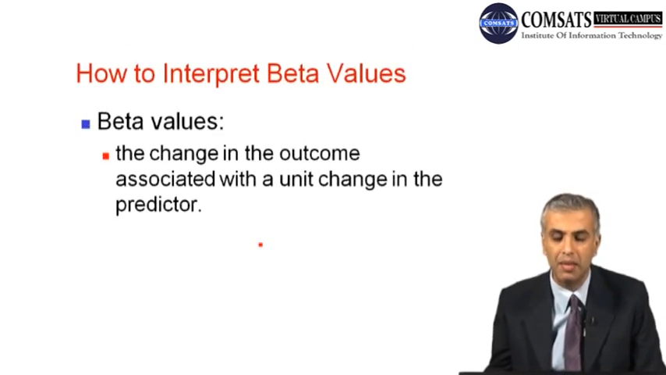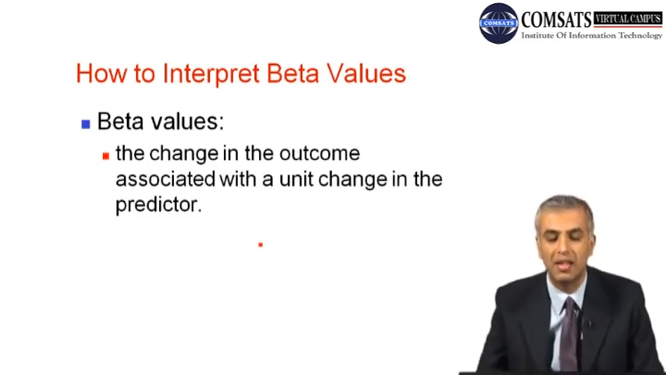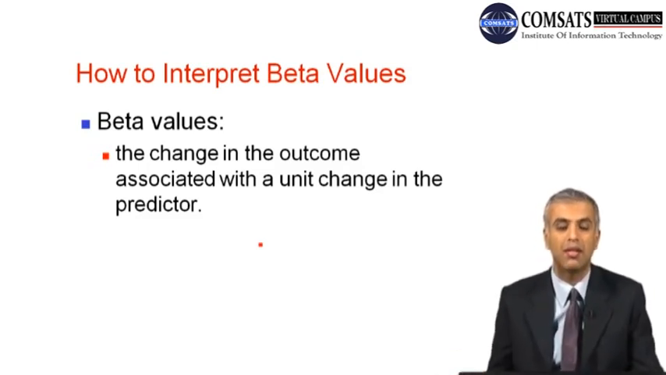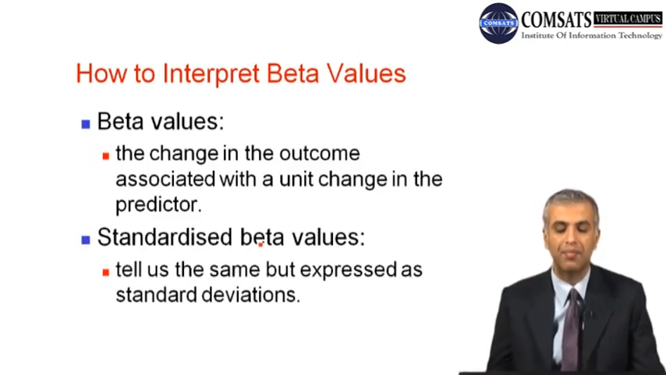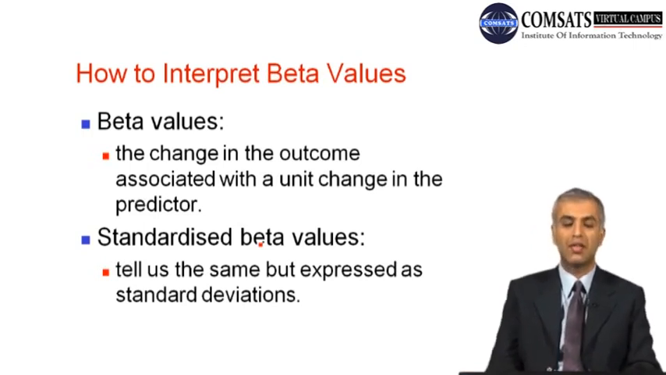So then the other important issue is how to interpret beta values, and again from here we can very much see that the beta values are related to the change in outcome which is associated with the unit change in the independent variable. So coming to this, there's a difference between beta values and standardized beta values, and we have discussed this in detail.